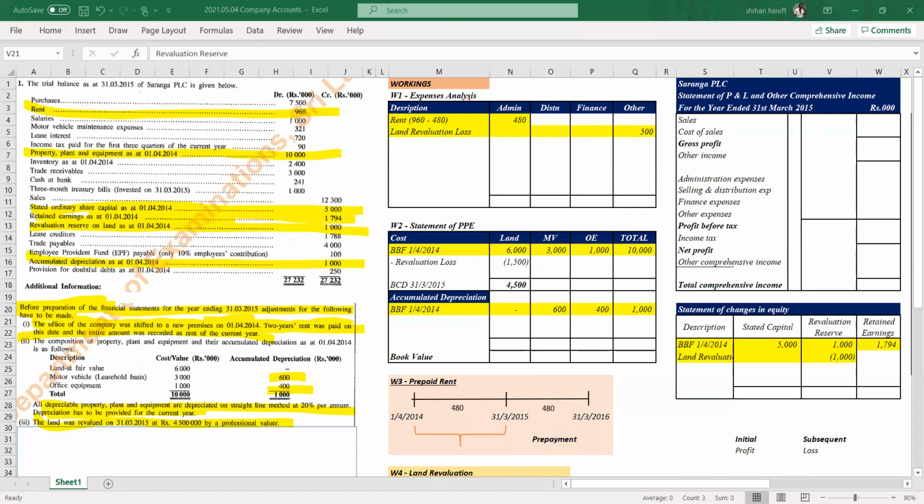There is another question. In one question, will there be both general and revaluation reserve? Yes. You may have general reserve, revaluation reserve, retained earnings, all. Like I show you one example like this.